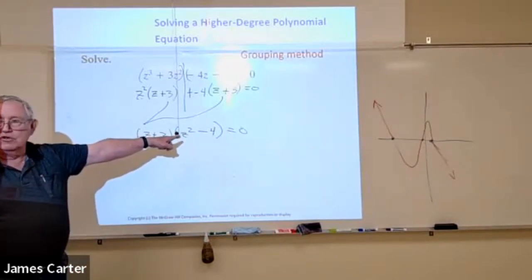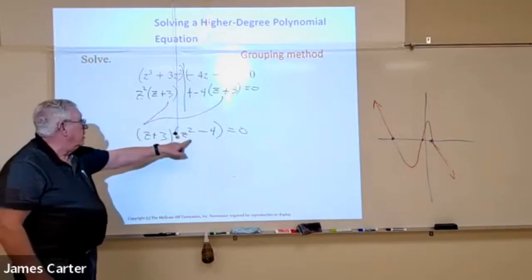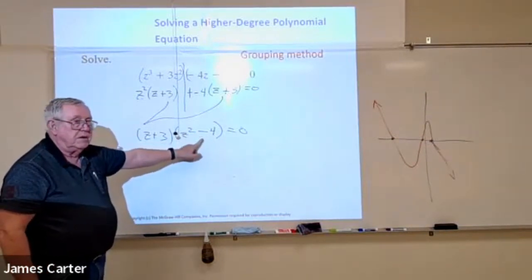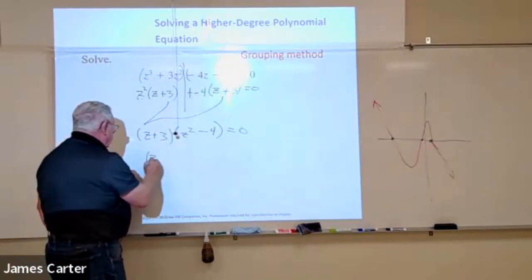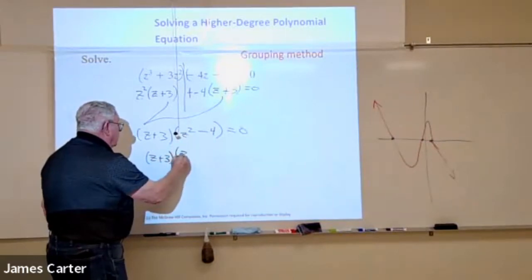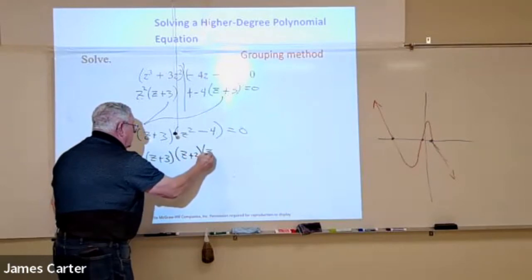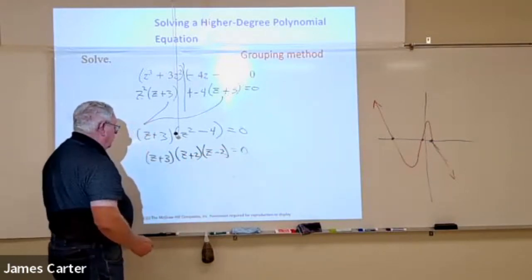But z squared minus 4 is a conjugate. It's a difference of squares. Perfect square, minus in the middle. So this piece will break down more. This one won't, so I'm just going to bring it down. But this one breaks into z plus 2, z minus 2 equals 0.